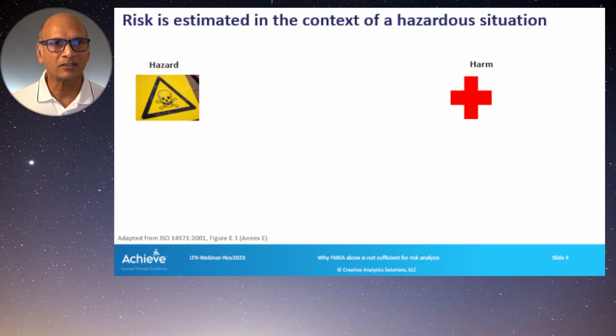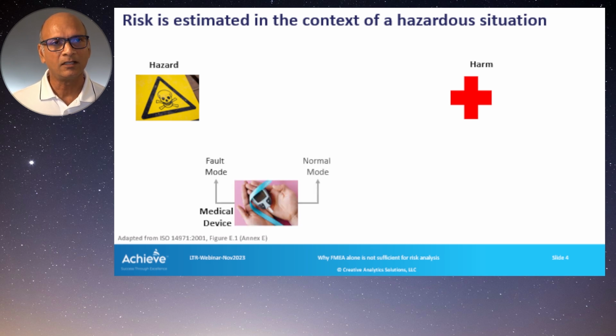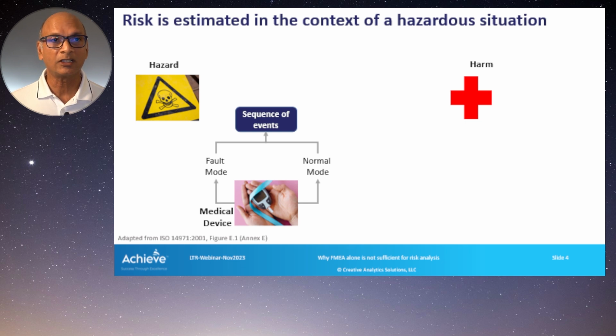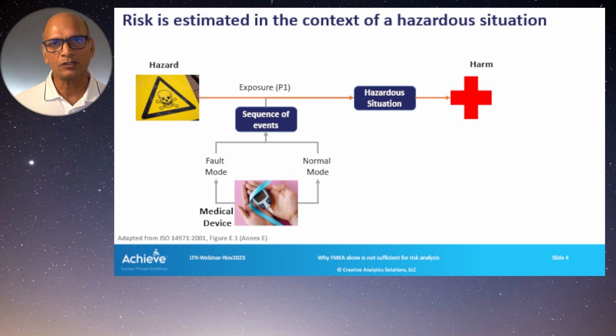What about risk estimation? We know that hazards and exposure to hazards is necessary for harm to occur. So how does that happen? A medical device, both in its fault mode or in normal mode, can trigger a sequence of events. And that sequence of events leads to a hazardous situation, and it is that hazardous situation where you have exposure to a hazard. So P1 that we talk about in terms of probability is not the probability of a failure mode. It is the probability of exposure to hazard or a hazardous situation occurring.